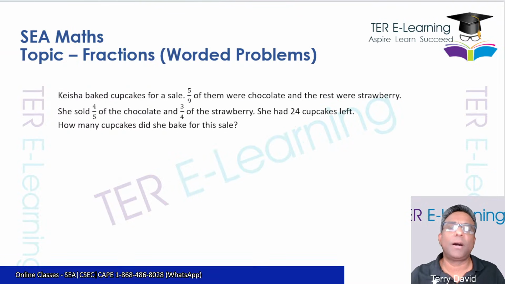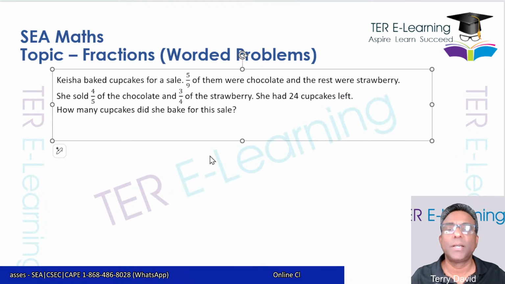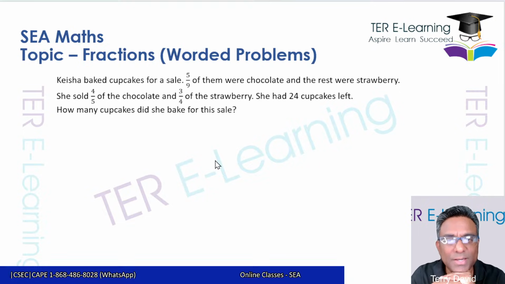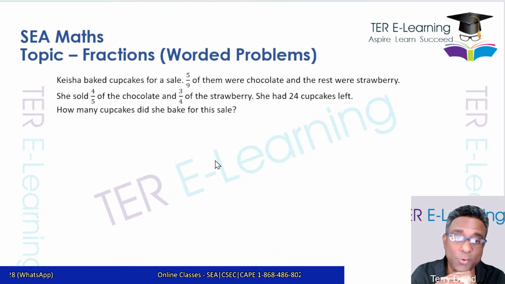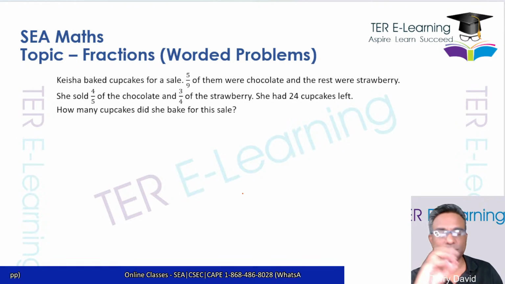All right, let's see what's happening here now. Keisha baked cupcakes for a sale. 5/9 of them were chocolate and the rest were strawberry. She sold 4/5 of the chocolate and 3/4 of the strawberry. She had 24 cupcakes left. How many cupcakes did she bake for the sale?